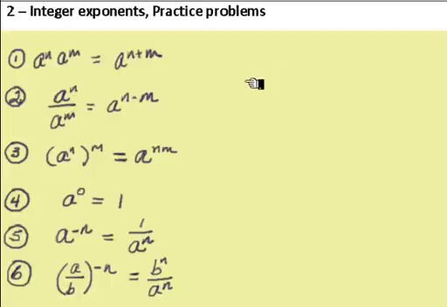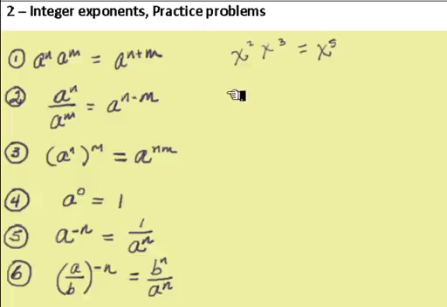In this video, we're going to simplify expressions containing integer exponents, and we're going to use the rules of working with integer exponents. So here are the rules listed here, just as a reminder. This is the multiplication rule. When we multiply two exponential expressions with the same base, we simply add the exponents. Like x squared times x cubed is equal to x to the fifth.